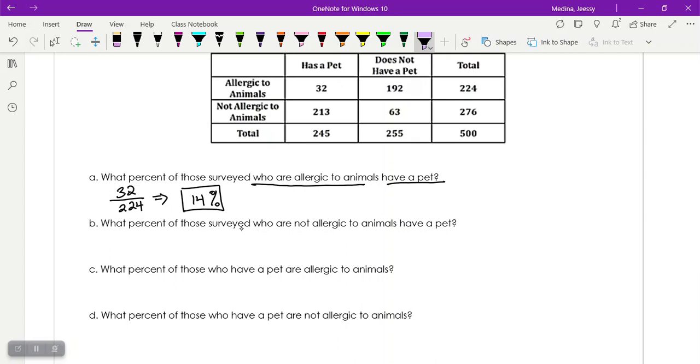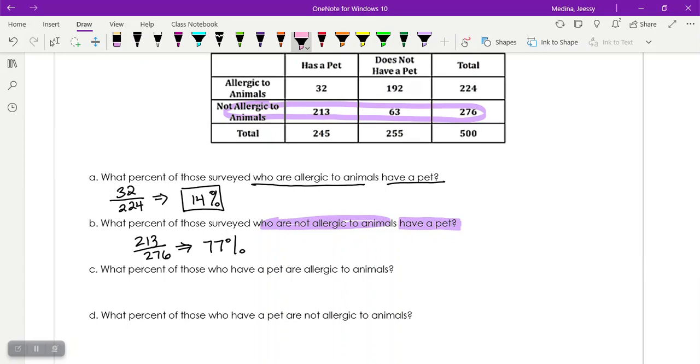So, what percent of those surveyed who are not allergic to animals have a pet? So, no. Let's think through it so that the people listening can follow. So we want all the ones who are not allergic to animals. Right here, yeah. Out of those, how many have a pet? So 213 out of 276. Okay. All right, let me look at the next one.